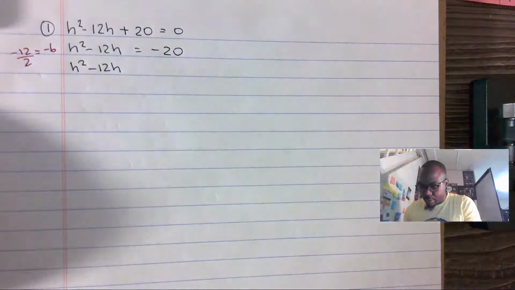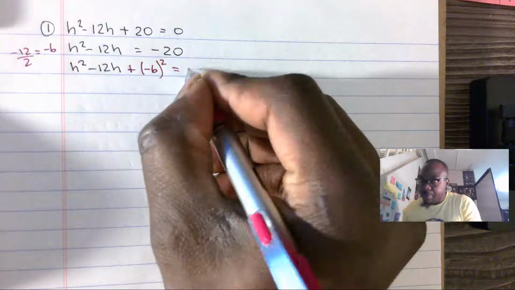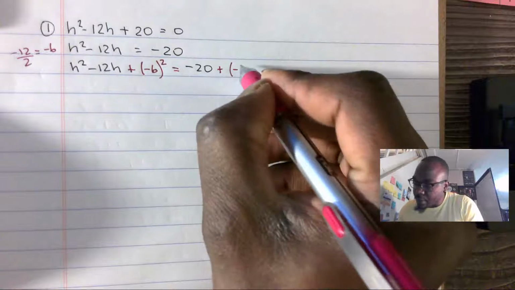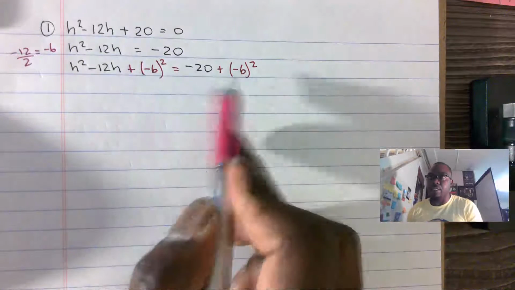So now from here, my next step is I'm going to take half of b, which is negative 12. So if I take negative 12 divided by 2, it's going to give me negative 6. All right. So I'm going to take half of b and square it and add it to both sides. So h squared minus 12h, and then we're going to have plus negative 6, which is half of b divided by 2, all squared, is equal to negative 20 plus negative 6 squared. So I'm adding it to both sides, all right?